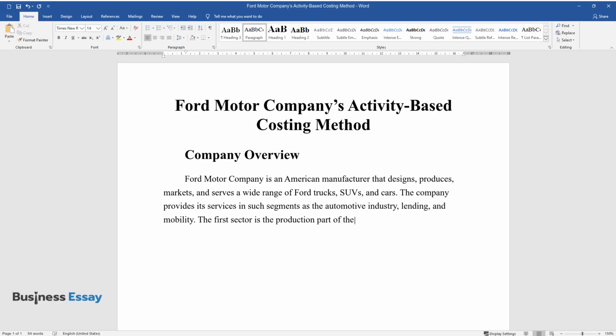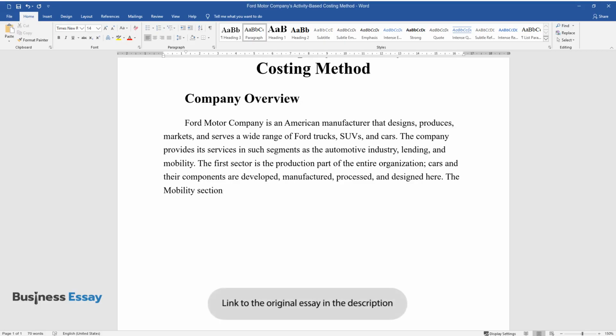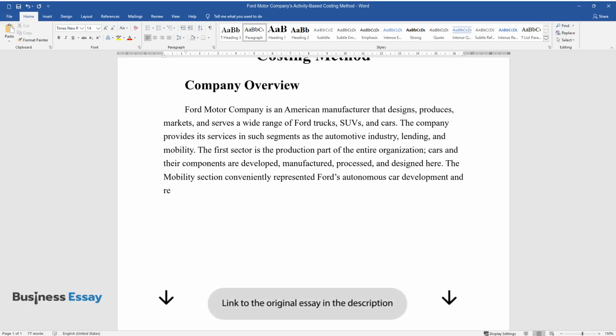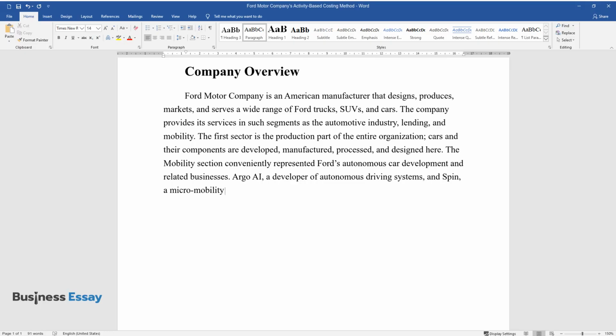The first sector is the production part of the entire organization. Cars and their components are developed, manufactured, processed, and designed here. The mobility section conveniently represented Ford's autonomous car development and related businesses. Argo AI, a developer of autonomous driving systems, and Spin, a micromobility service provider, are also owned by the corporation.